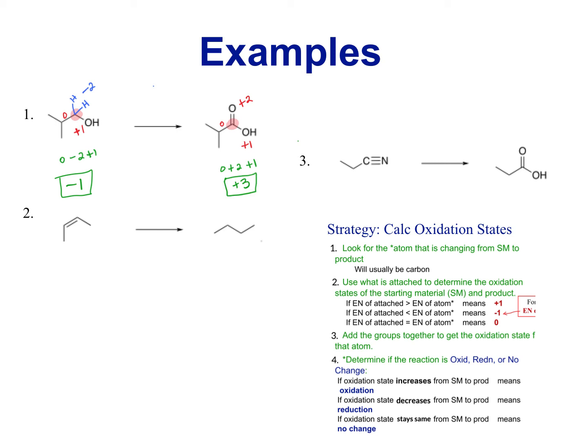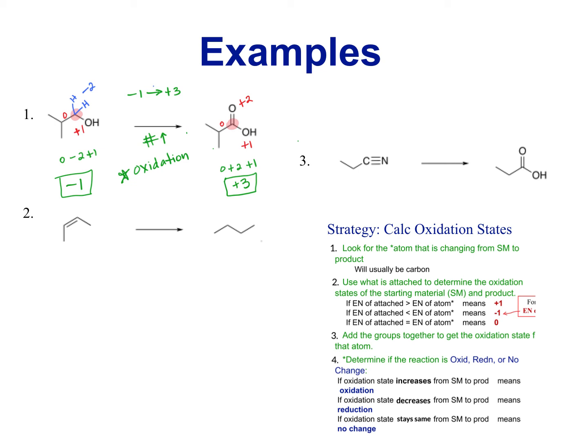All right, so then the last thing we're going to do is determine the type of reaction. So this type of reaction is going from -1 to +3. So is that increasing or decreasing the number? It's increasing, right? So that means this is going to be an oxidation. Great. All right, so that one's done. So let's do the next one.